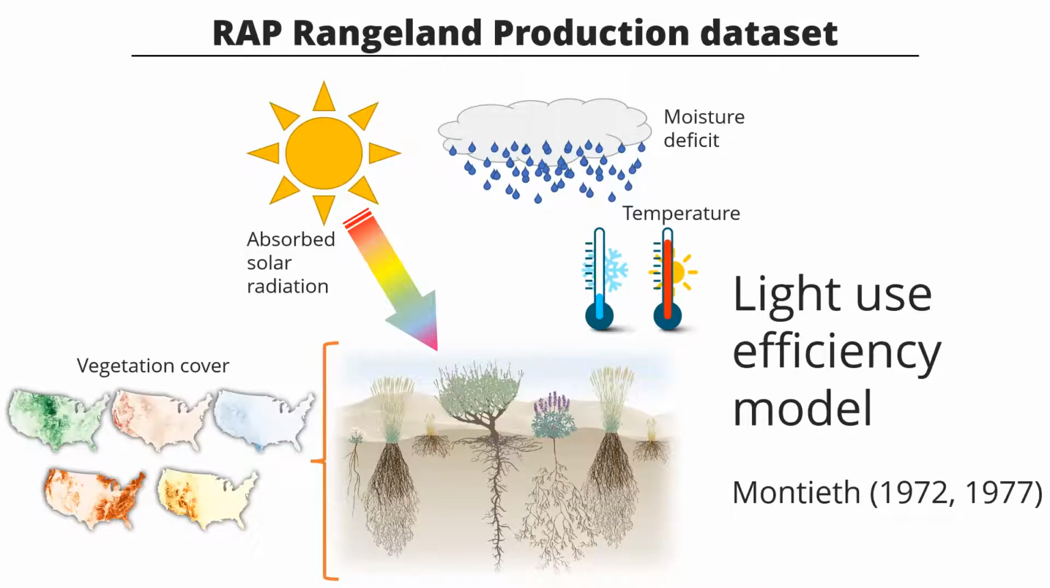And it's actually been in use for 50 years in ecology. This is called a light use efficiency model. That's not important, but just to say that this has been around for 50 years. And now with some modern twists that we're able to accomplish using satellite data.